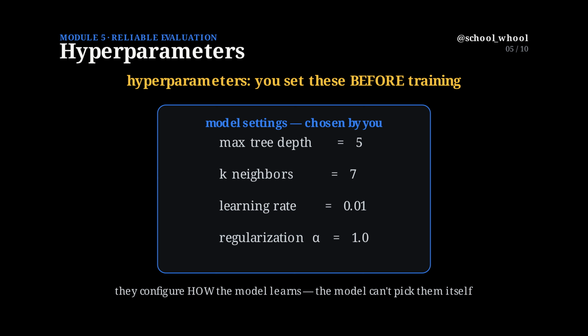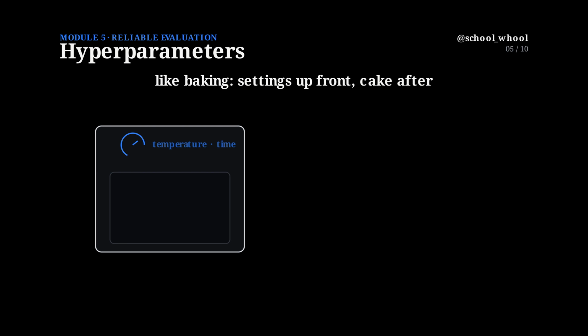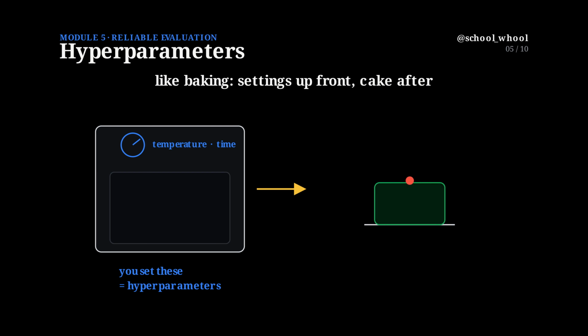That's your job. Think of baking. You set the oven temperature and the timer before you start. Those are the hyperparameters. The cake that comes out is the result. That's the learned model. You'd never try to read the perfect temperature off the finished cake. You set it up front, then judge the cake afterwards.